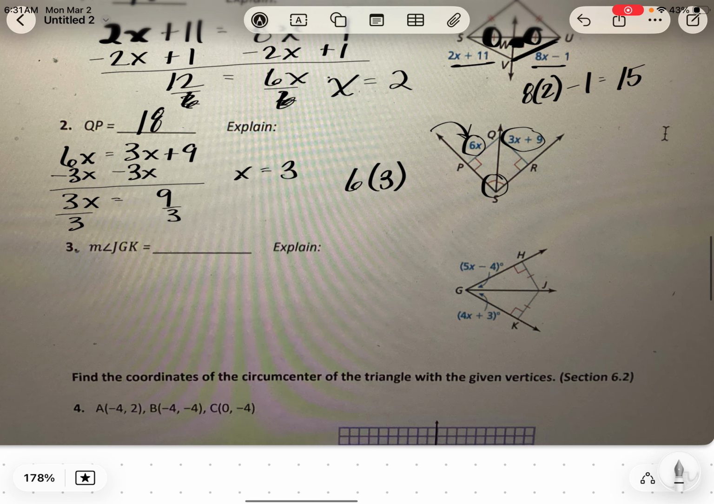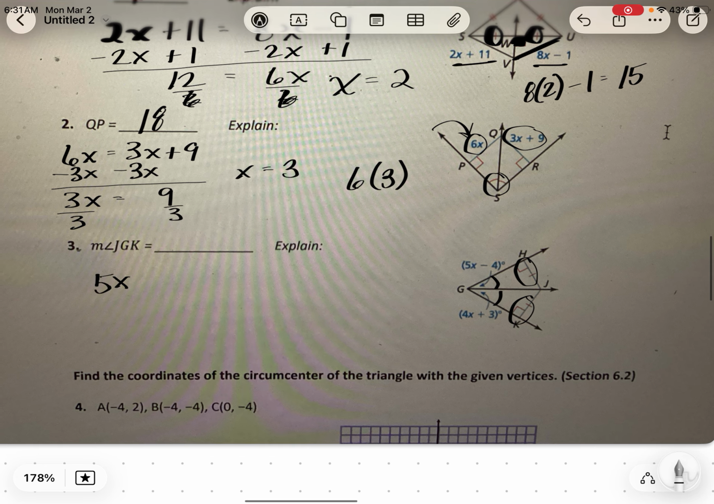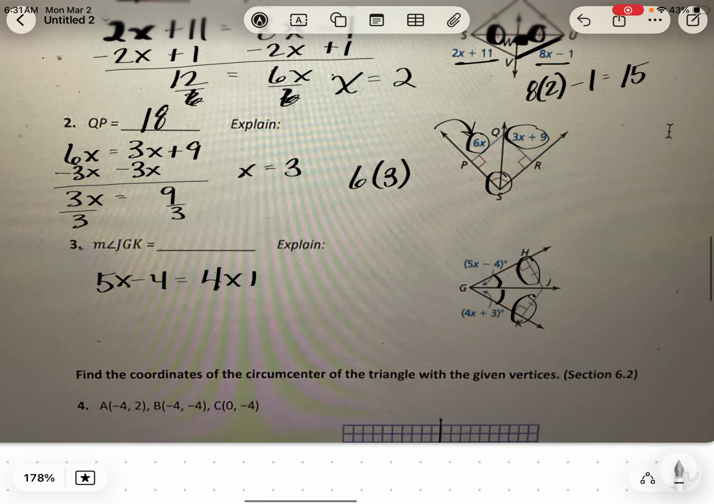Then, as long as this is marked like that, that means that that is the bisector. So this would equal that. So 5x minus 4 equals 4x plus 3. Add 4 to both sides. Subtract 4x from both sides. And I get x equals 7.